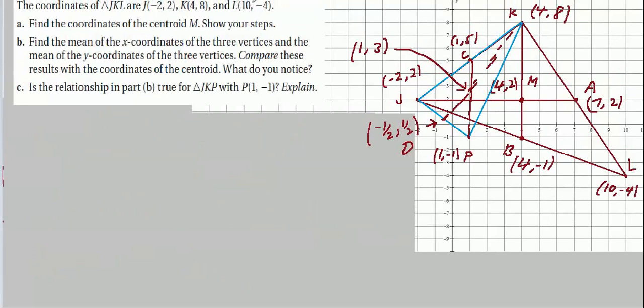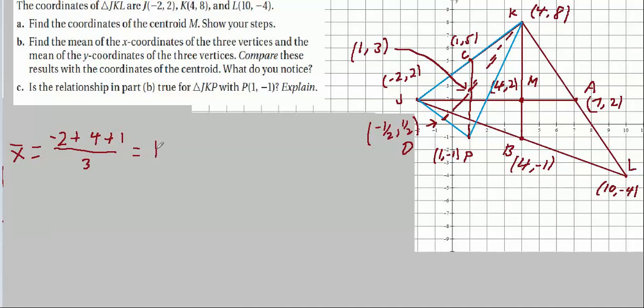We found our new centroid by changing L, this point here, to P, which is 1, minus 1. So now we just compute our average using the new point, and that's minus 2 plus 4 plus 1 over 3. And that, oops, is x bar. What do we have here? 4 minus 2 is 2, plus 1 is 3, divided by 3. Well, I'd get 1.